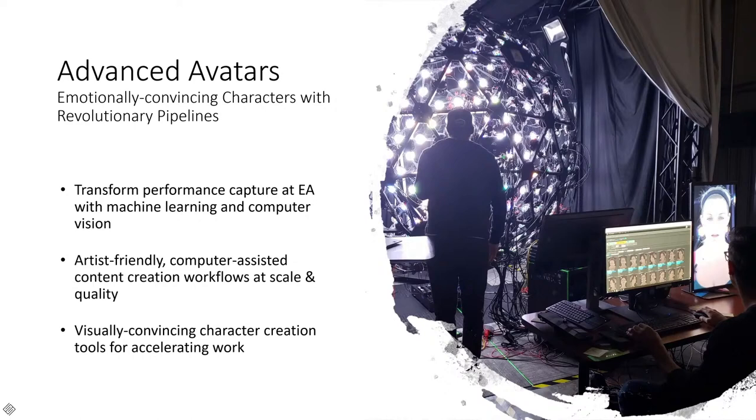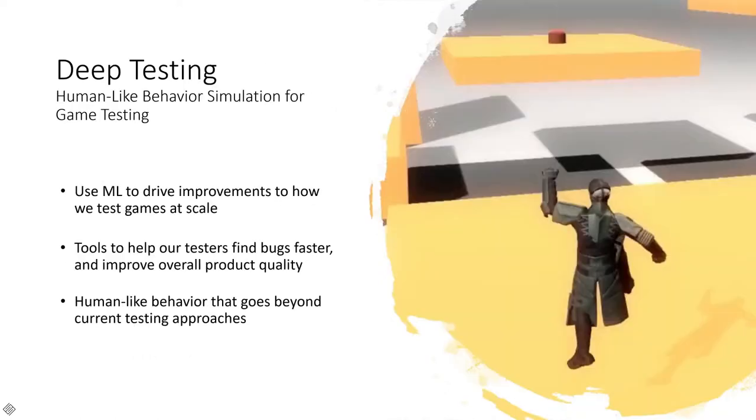At Seed and EA, we are deeply focused on transforming how we do performance capture for our games. We do this by using machine learning and computer vision to build these artist-friendly assisted workflows that enable content creation at scale and quality. So this means character creation technology for accelerating the work of our art experts so that they can do their best work and iterate as fast as possible to really focus on the art.